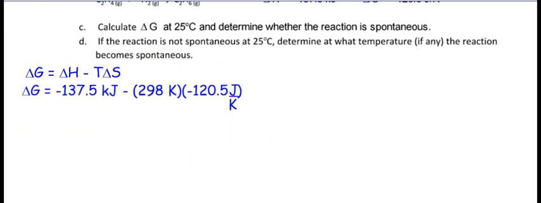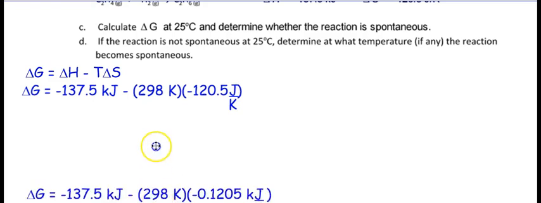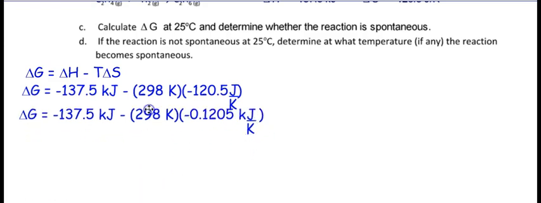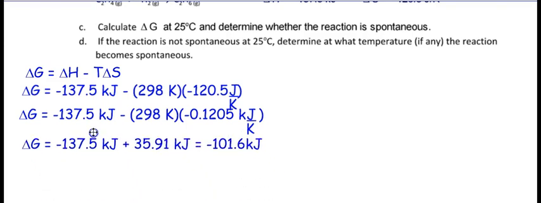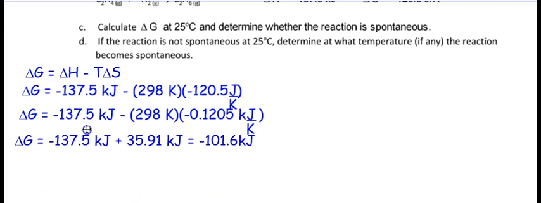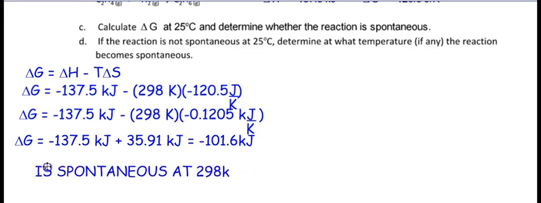Don't I have a little problem here? Because this is still in joules per Kelvin. So I do need to convert that into kilojoules. And when I do that, I get a negative 101.6. So guess what? At 25 degrees, it is spontaneous. Woohoo! All right, so now what?